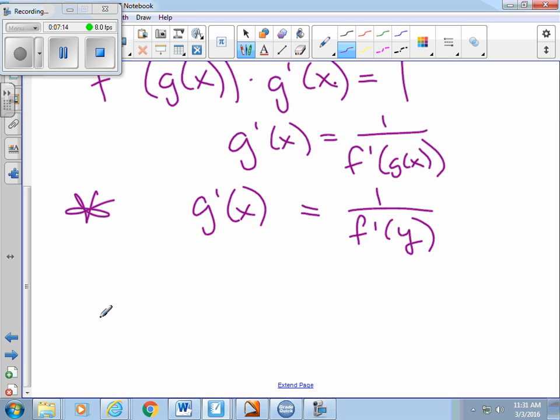Wait, how'd you switch it? You mean from here to here? So that is y. I just said, hey, by the way, g of x is the y value on g. So it's the inverse. So that's how you find the derivative of the inverse.